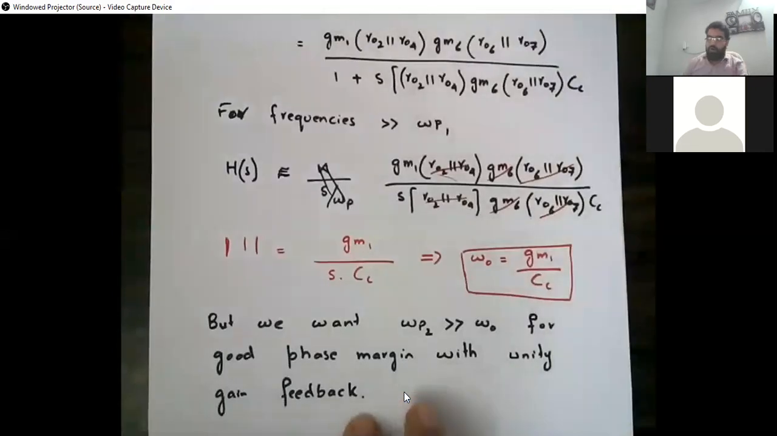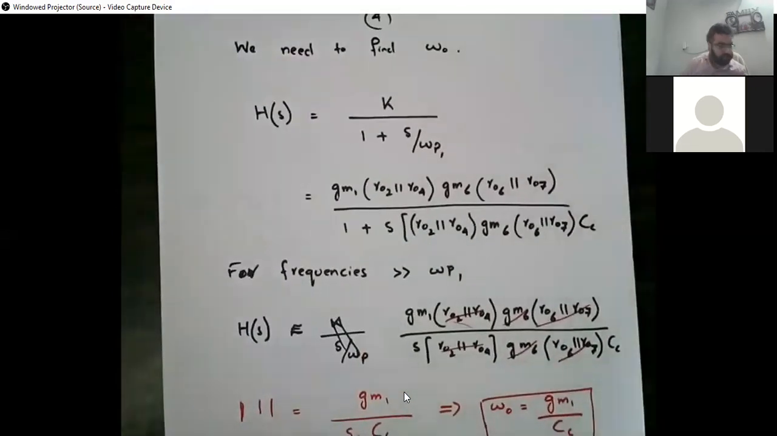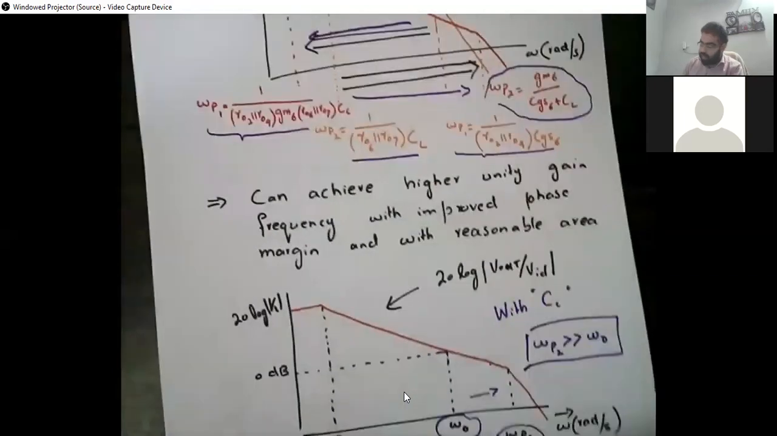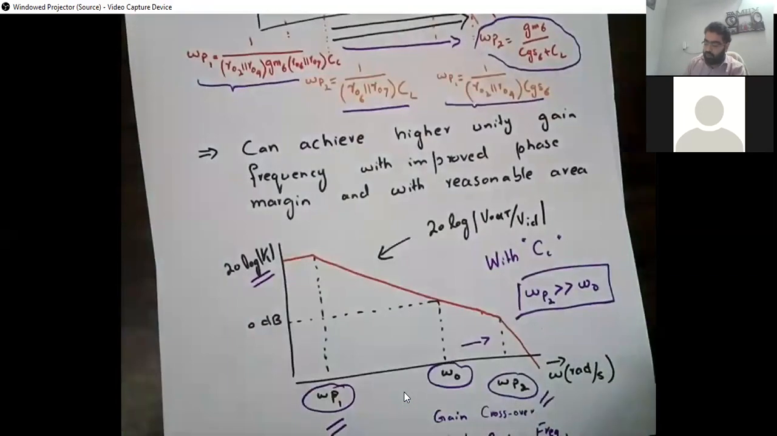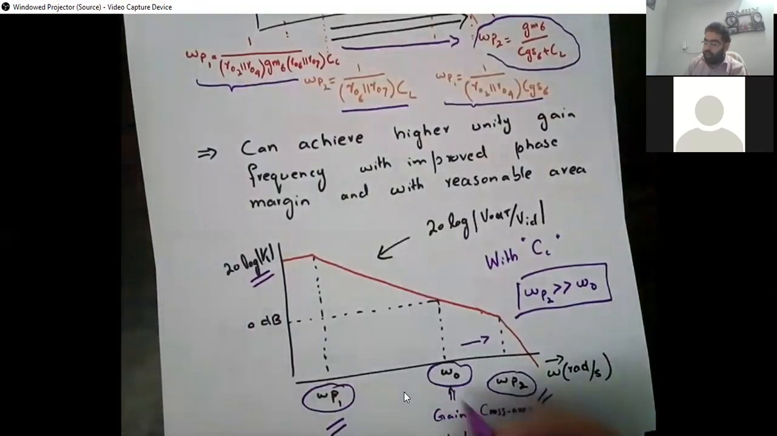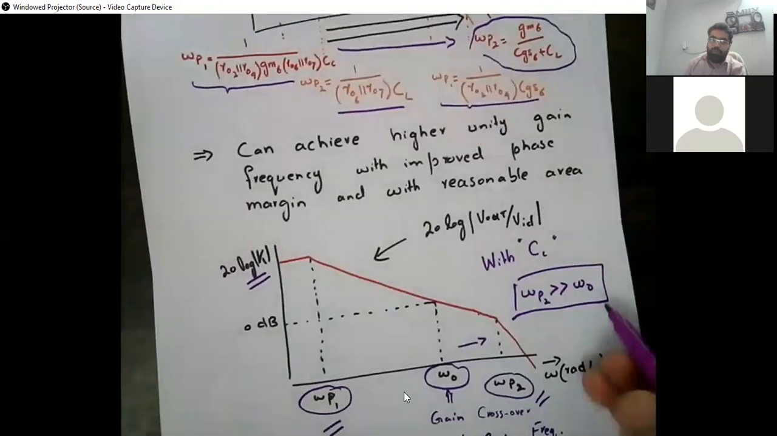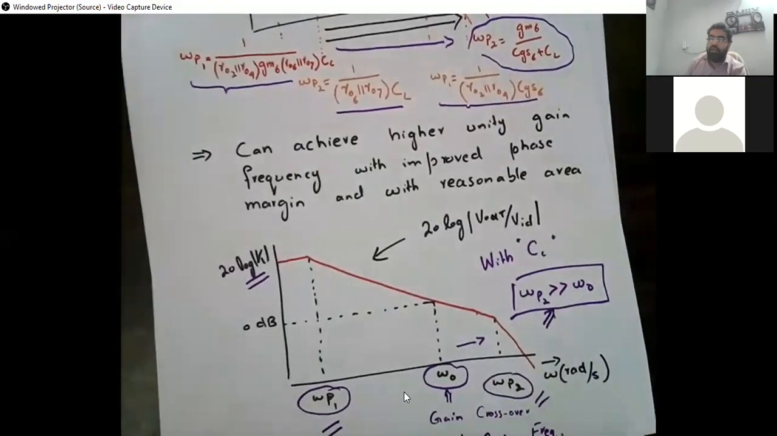But before moving forward, first let's find the value of this omega naught. What did we just do? We found the value of omega P1, we found the value of omega P2, and we know the value of K, but we don't know the value of omega naught. What is its value? Because once we know this value of omega naught, then we can put this omega P2 condition and find out how we ensure this relation of omega P2 to be very much bigger than omega naught.